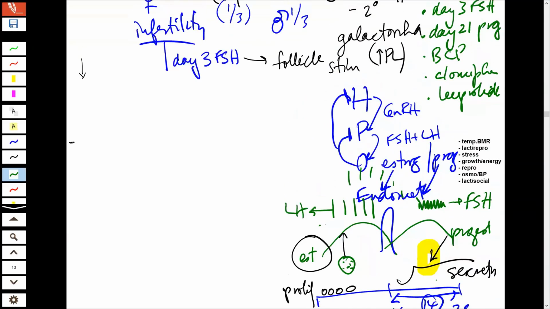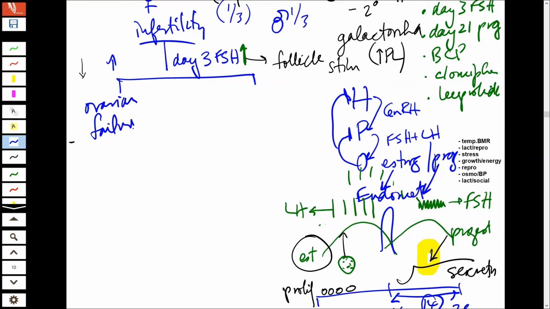Okay, so what would it mean if the follicle FSH was really high? If it is high, that means you have ovarian failure, because there's no estrogen, progesterone to inhibit it. So remember that in all of our endocrine, it's a feedback system. If you don't get feedback, the signal gets higher. So FSH that's elevated is the marker of ovarian failure.